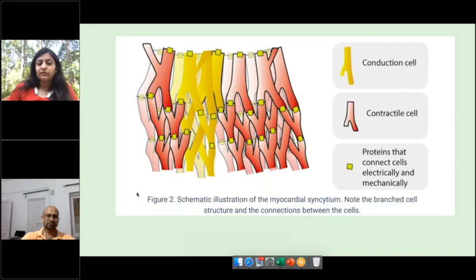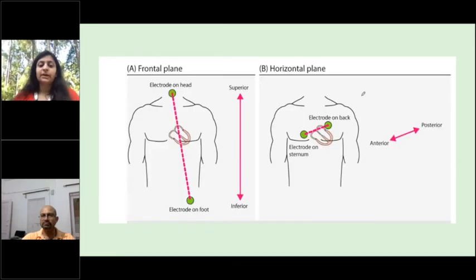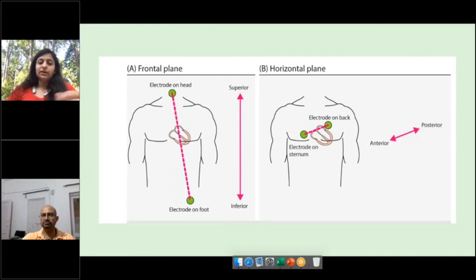And that is why whenever you have a block lower down in the heart, what you see is a change in the morphology of the QRS, because instead of going through a streamlined conduction system, the impulse is now jumping from cell to cell rather than going through an insulated cable. So we were talking about leads, right? We just talked about the limb leads and the chest leads.